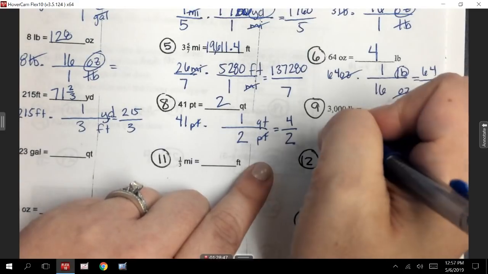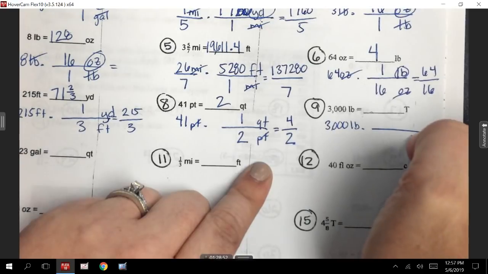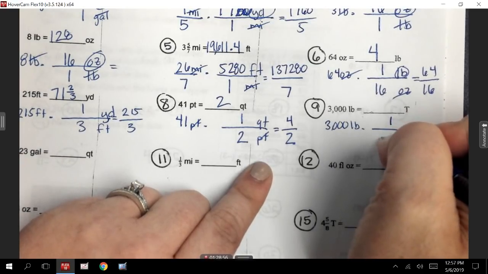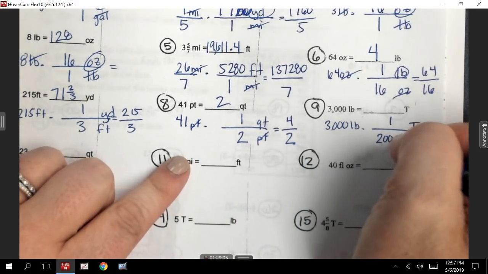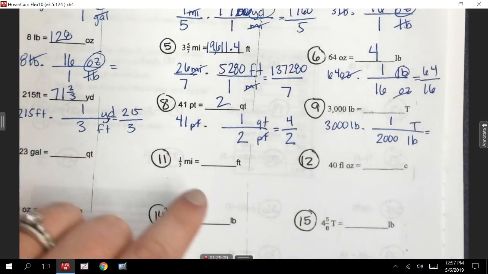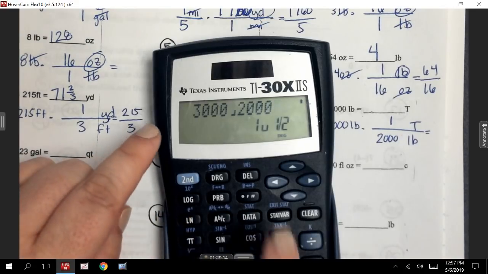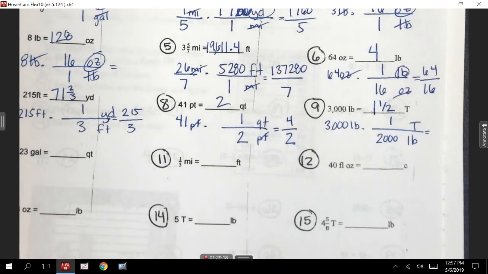All right. Number 9, Caitlin, can you shut my door all the way? 3,000 pounds, putting pounds on the bottom, tons on top. Remember, 1 ton equals, is it 1,000 pounds or 2,000 pounds? I'm going to help you. 2,000? 2,000? Okay, that's what I thought. 2,000 pounds. So when I multiply that, I'm going to end up with 3,000 over 2,000, which I can type into my calculator, 3,000, fraction button, 2,000. It gives me 1.5 there. So 1.5 tons.